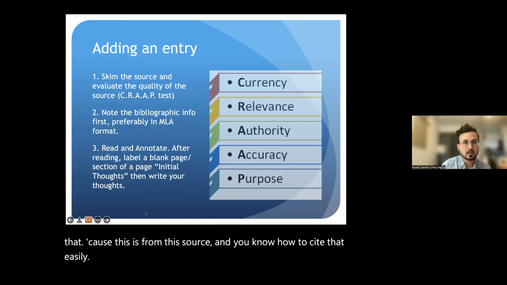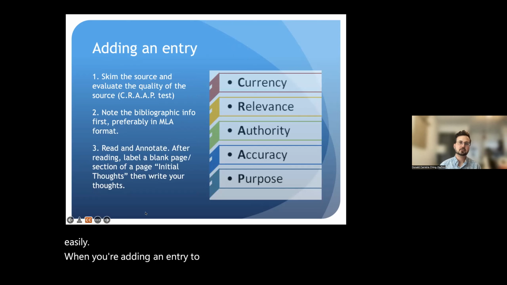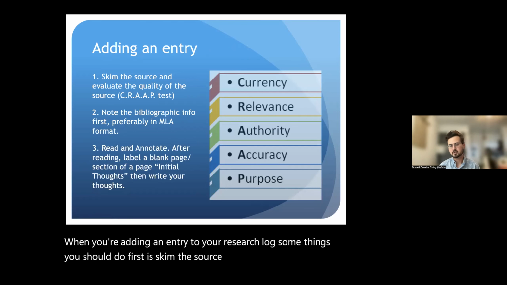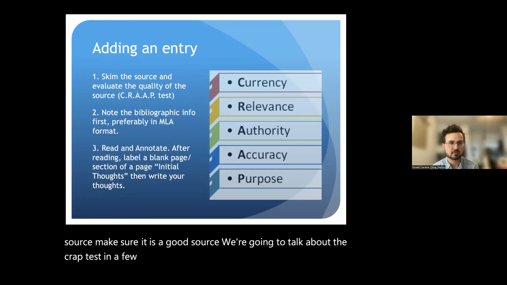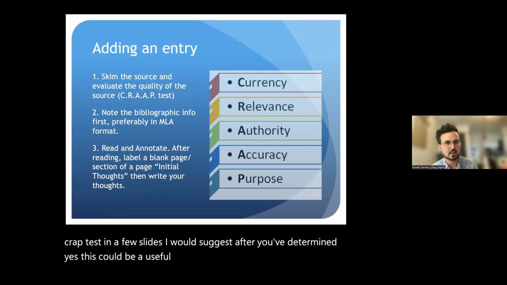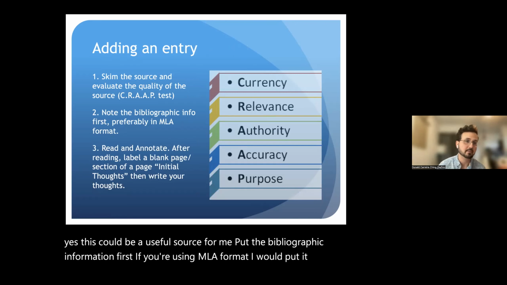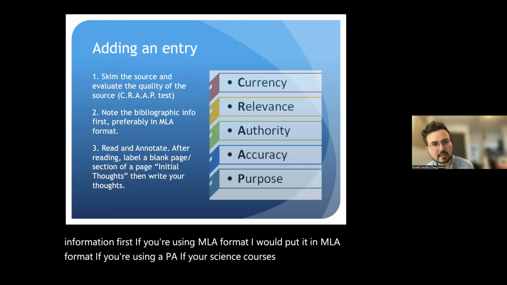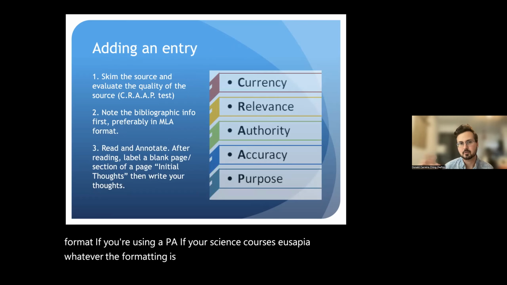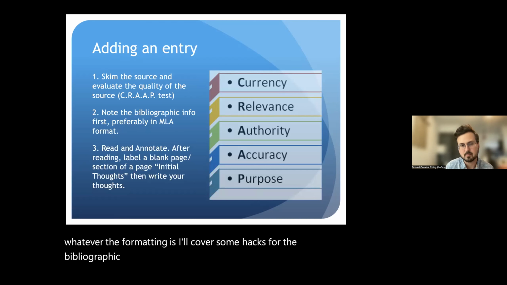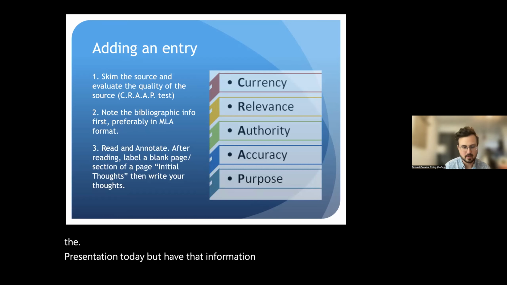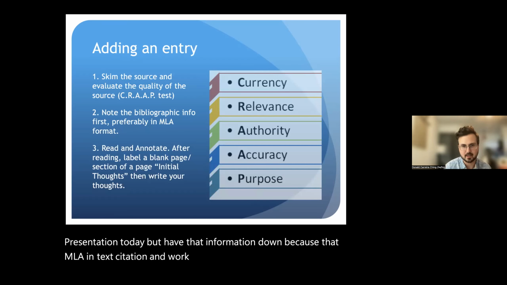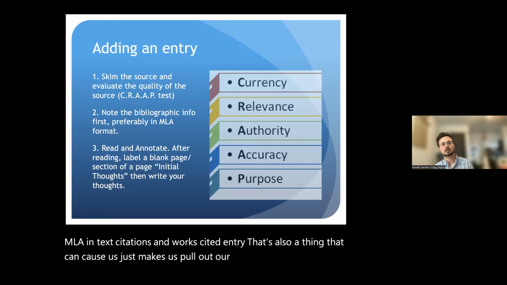Okay. When you're adding an entry to your research log, some things you should do first is skim the source and evaluate the quality of the source. Make sure it is a good source. We're going to talk about the CRAP test in a few slides. I would suggest after you've determined, yes, this could be a useful source for me, put the bibliographic information first. If you're using MLA format, I would put it in MLA format. If you're using APA for your science courses, use APA, whatever the formatting is. I'll cover some hacks for the bibliographic information when we're in the practical section of the presentation today. But have that information down, because that MLA in-text citation and works cited entry, that's also a thing that just makes us pull out our hair when we're drafting our paper.